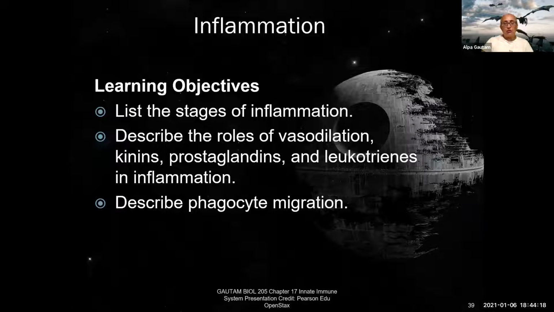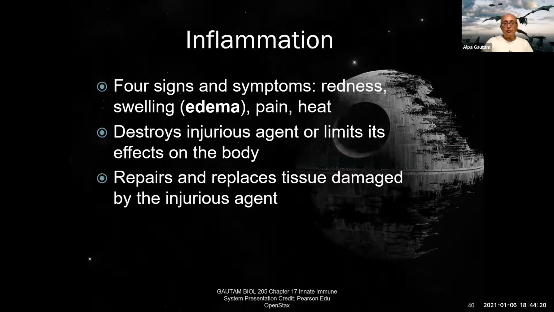So let's talk about inflammation, right? Because inflammation is the second tier of defense. What are the four signs of inflammation? Obviously, redness, swelling (localized edema), pain, and it's hot when you touch it. The function of inflammation is, one, because of the heat that's produced, and also, you have white blood cells that are present there, right?